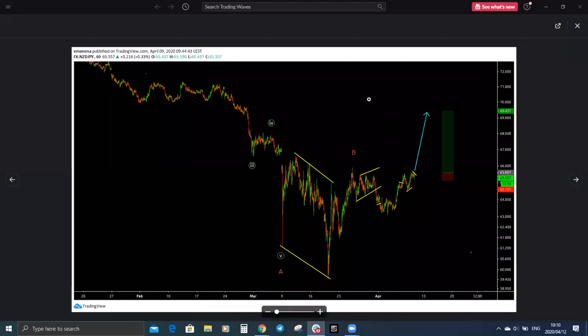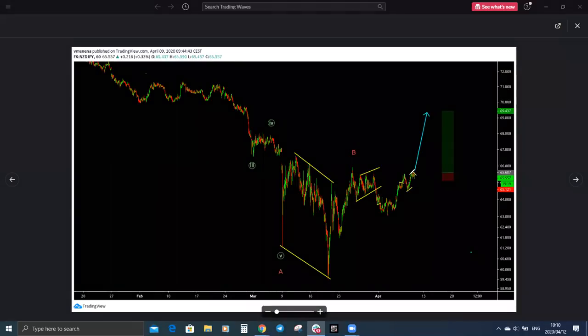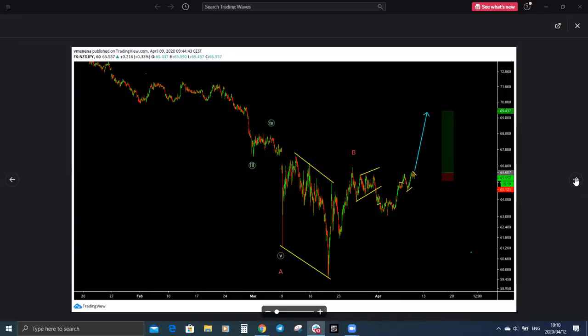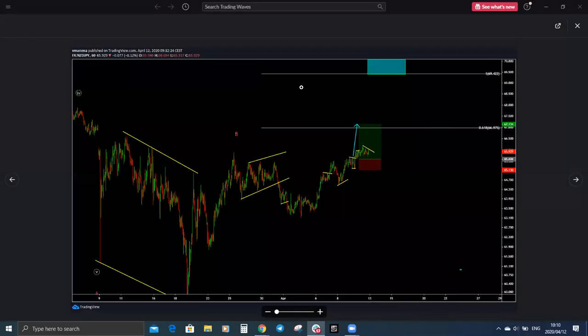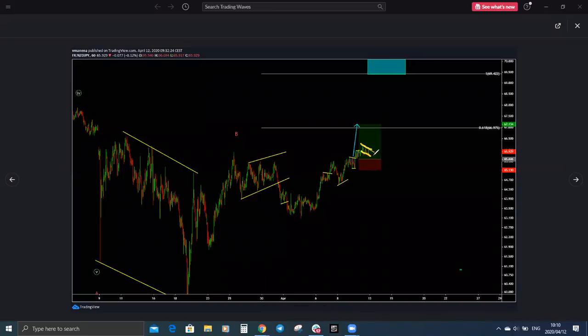Next one was New Zealand JPY. New Zealand JPY, we also looked at that. New Zealand JPY has not gone anywhere. It just made a move here and it has gone sideways. So we're still looking for this to continue higher. This is how it has played out so far. So as you can see, it has gone sideways, but we still have a corrective structure here.